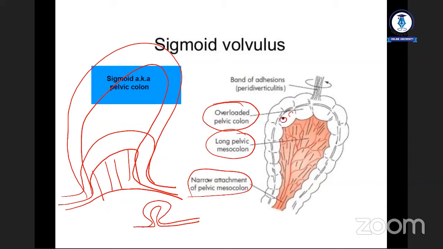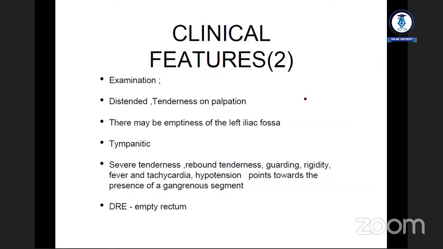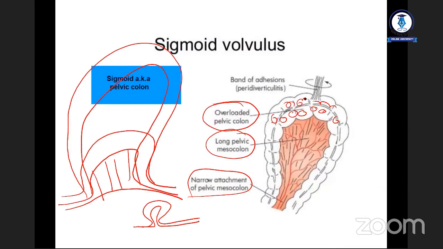Overloaded pelvic colon, which we have just discussed, is very common in elderly patients. There's impacted stool inside the colon. Because of the weakness of the colon, as a result, there's a chance of volvulus in the elderly. Then bands and adhesions, congenital. In case of congenital, the primary volvulus. In case of acquired, the secondary volvulus takes place.